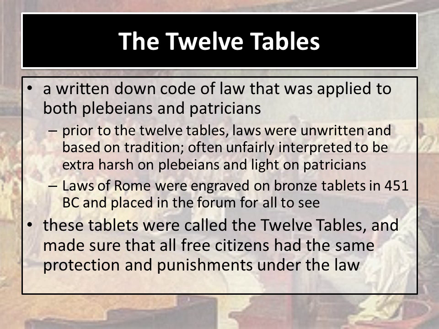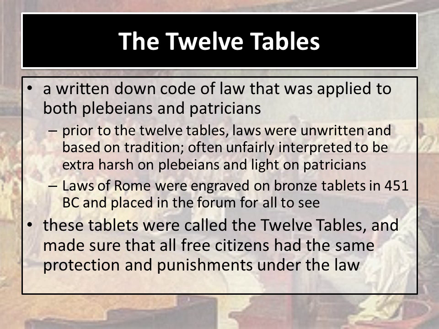One more very important thing to know about the ancient Roman Republic was that they created a written code of law. The code of law was called the 12 Tables, and it was written down so that plebeians and patricians would both be treated the same. Before these 12 tables, or laws, were created, the laws in ancient Rome were unwritten, and they were basically just based on tradition. Oftentimes, laws were unfairly interpreted to be extra harsh on plebeians and light on patricians. Obviously, this made the plebeians upset.